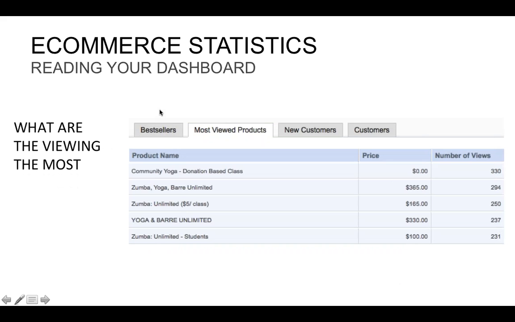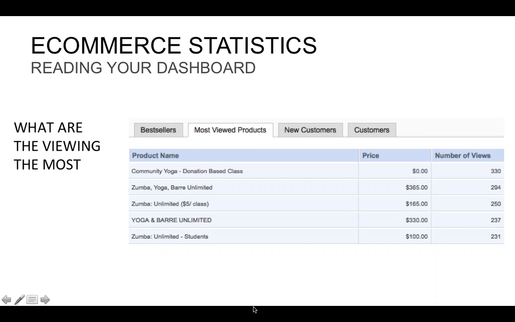What are they viewing the most of? So at the very bottom of your dashboard, it tells you not only your new customers and customers, but it shows you the most viewed products and the best selling products. So the most viewed products were Community Yoga, Zumba Yoga Bar Unlimited, the Zumba Unlimited, which breaks down to $5 a class, really great deal. Or this is again per semester, and then the student rates for that as well.